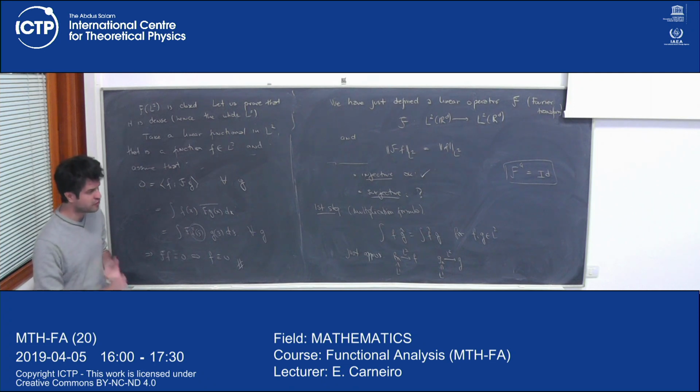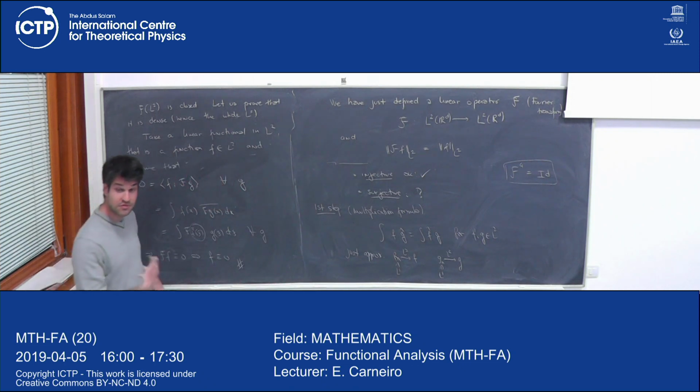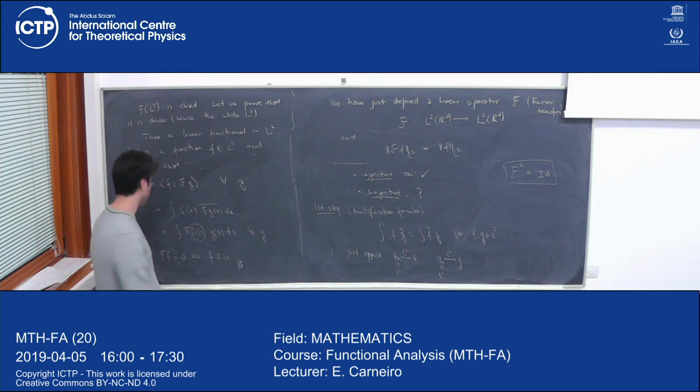You have the multiplication formula. You have Fourier inversion. You have to be careful how to use it because the integral defined in the Fourier inversion may not converge absolutely. So you may want to use Fourier inversion when you have integrable functions. And yeah, that's pretty much it.